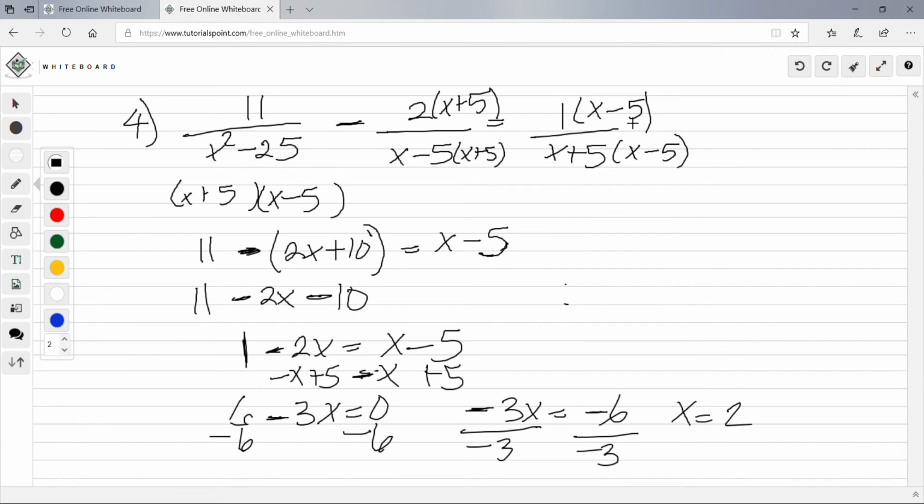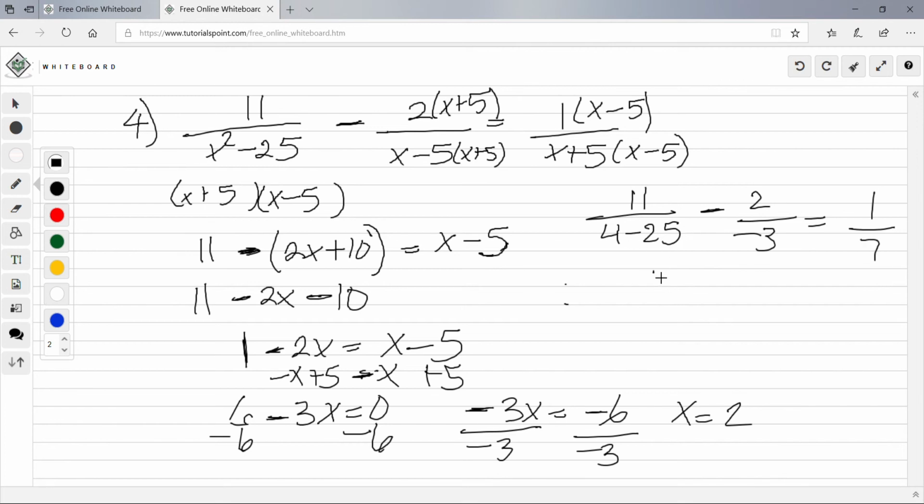Let's check it. So it would be 11, putting it in the original equation, so 2. So 2 squared is 4 minus 25 minus 2 over, remember I'm putting it in the original one, not the manipulated, so 2 minus 5 is negative 3 equals 1 over 2 plus 5 is 7.